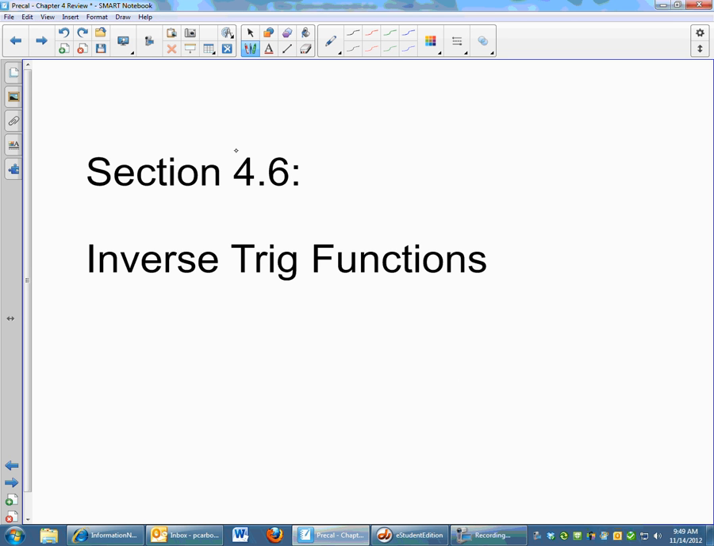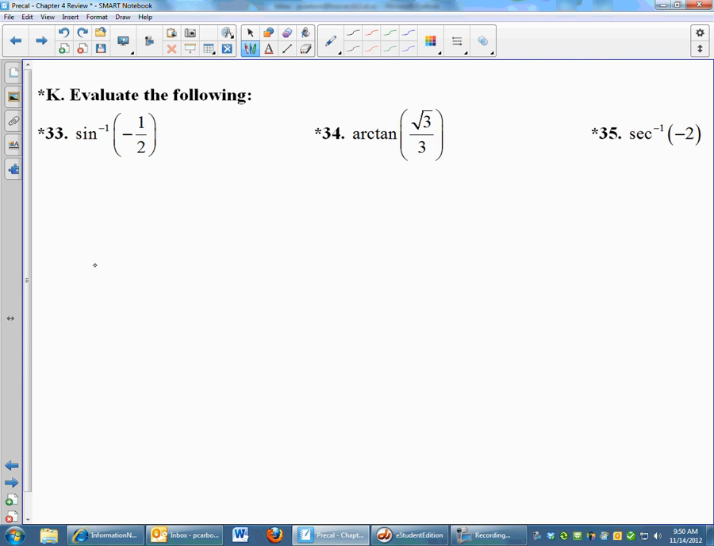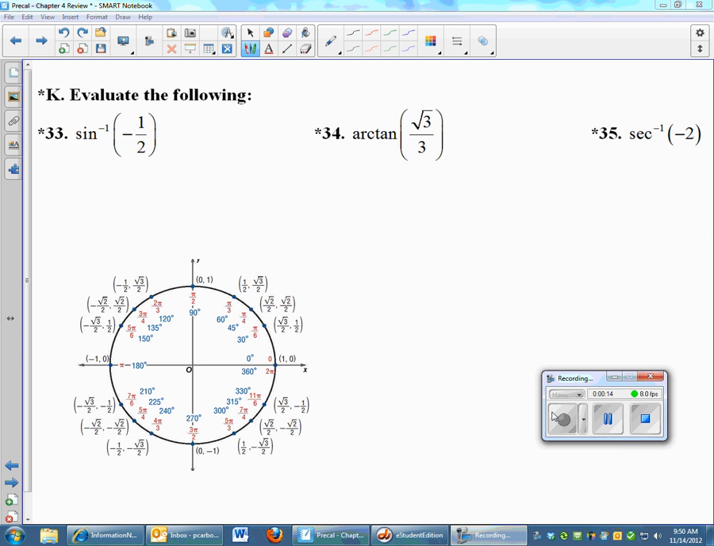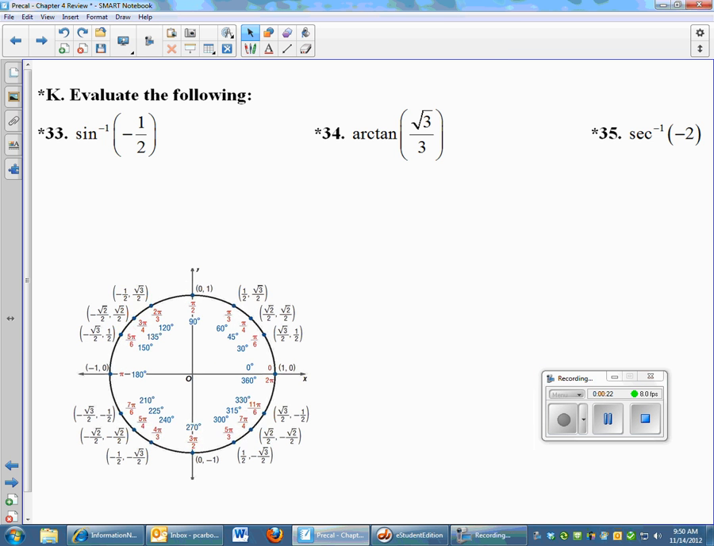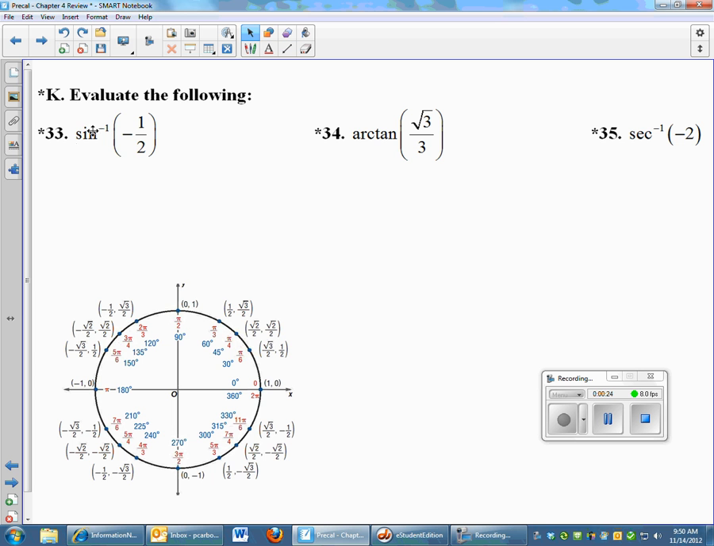At the very last section, it's going to be covered on this test: inverse trig functions. Again, this is going to be based on your unit circle. Let me pull a unit circle in here real quick. Here we go. So this goes back to the unit circle, and make sure you have your unit circle completed correctly. Pretty important. All right, the inverse sine of -1/2.